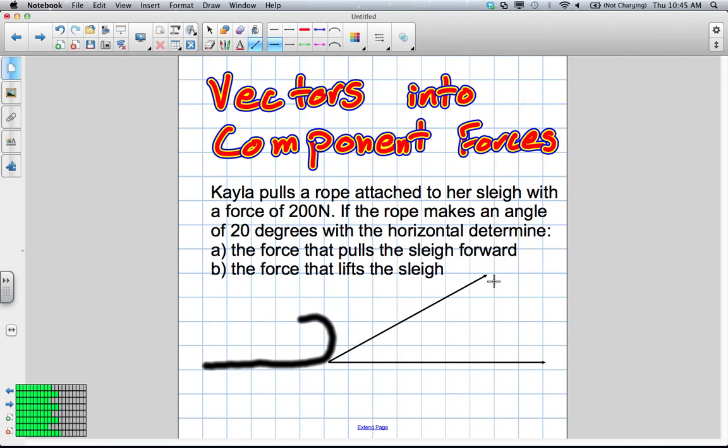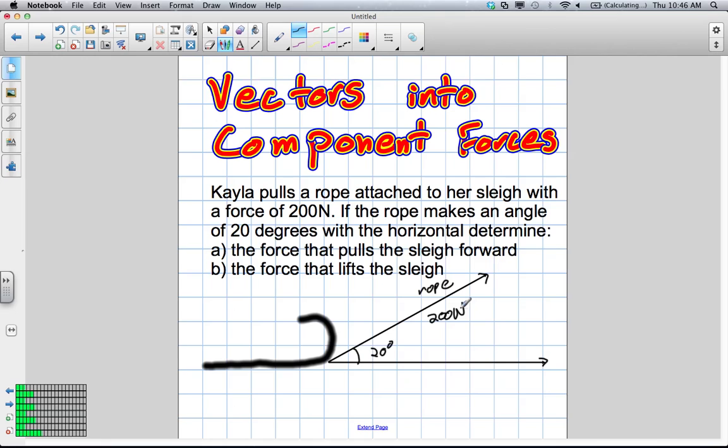Okay? So our vector heading upwards is essentially our rope. And we said that it makes an angle of 20 degrees with the horizontal, or in other words, the ground. So this arrow here represents our ground, and this arrow here represents our rope. It says that the rope is being pulled with a force of 200 newtons.